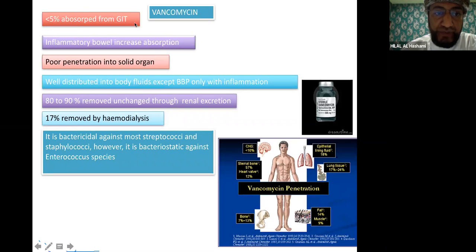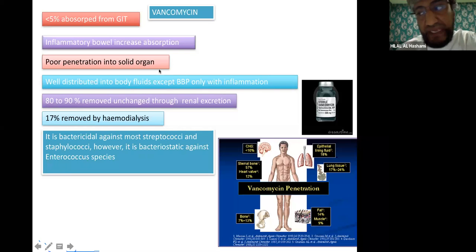Less than 5% of vancomycin is absorbed from the GI tract. Inflammatory bowel disease increases its absorption. It has poor penetration into solid organs. And here, if you remember, I told you that clindamycin has anti-MRSA coverage, but it's not the drug of choice for bacteremia, infective endocarditis, or intravascular infection.